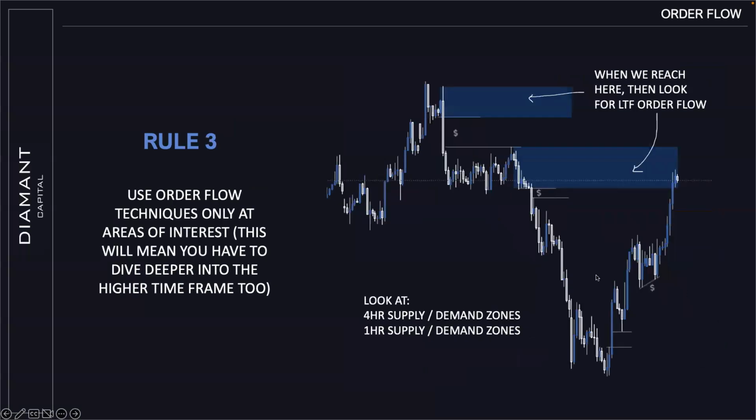Then, rule number three, use order flow techniques only at areas of interest. So that means that we're going to have to dive deeper into the high time frame as well. And just as an example, I brought up this Euro USD 4 hour chart that we're looking at. And from this, I'm only going to be looking for sells from two locations. It's going to be this supply zone right here, and also this supply zone right here. When we enter these areas, that's when I want to look at the lower time frame, and then I can see if we'll be seeing the lower time frame order flow that I'm talking about.